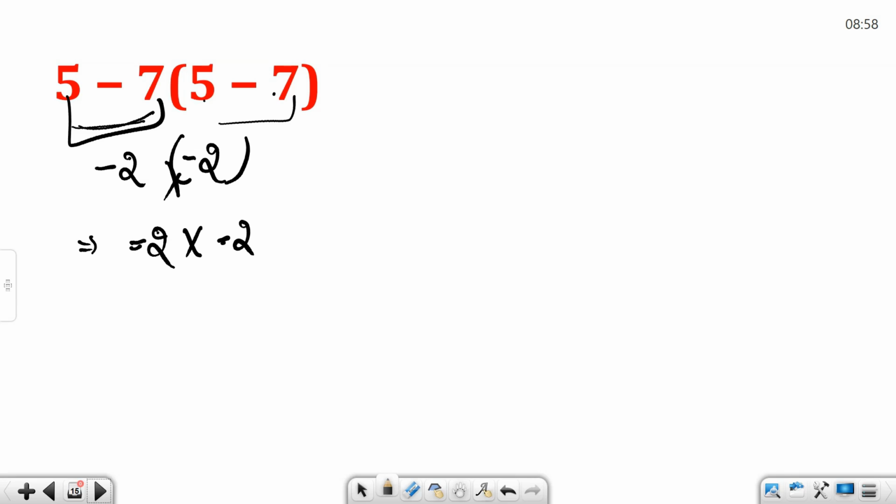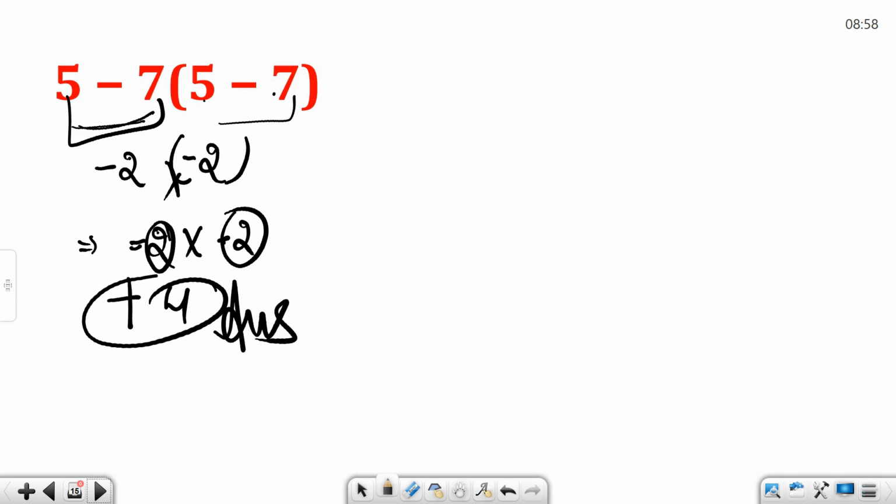When you multiply a minus by a minus, it becomes a plus. 2 times 2 equals 4. This is the answer. But this is the wrong answer according to the BODMS rule.